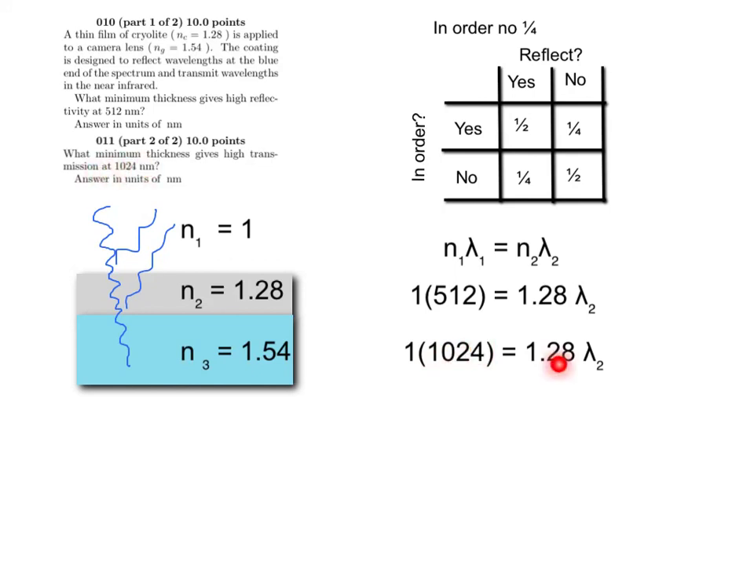I still have 1.28 and I still have 1, so now I can find lambda 2 here, and I'm going to want a quarter of that wavelength. So a quarter of that wavelength. Now you might notice something about these numbers, but still, solve for lambda 2, your new lambda 2, and take a quarter of that, because I want no reflection of that, and that should be your answer.